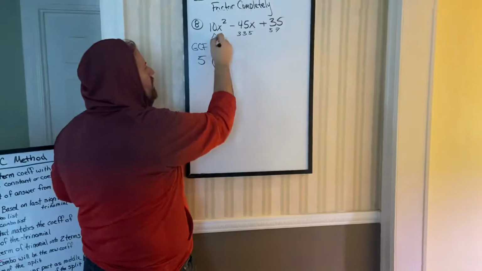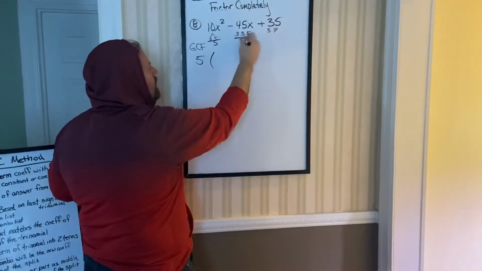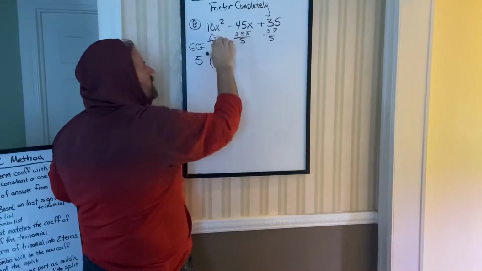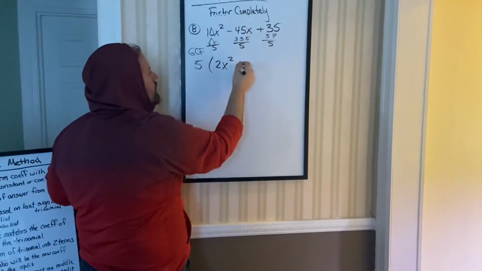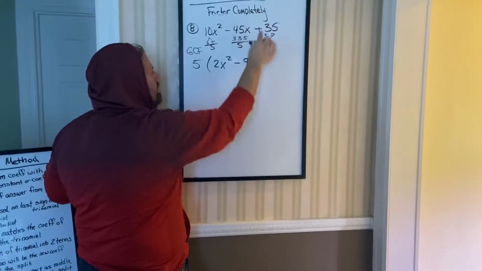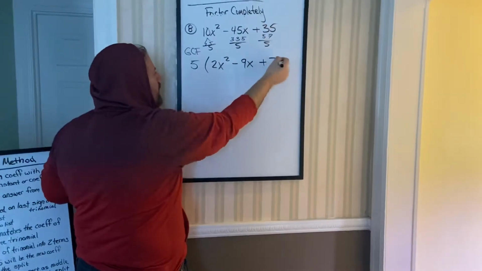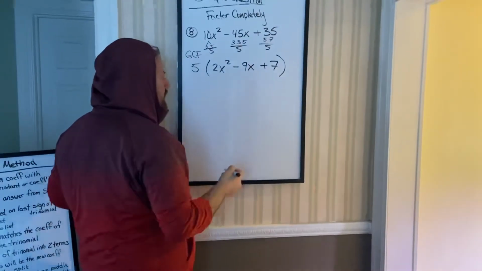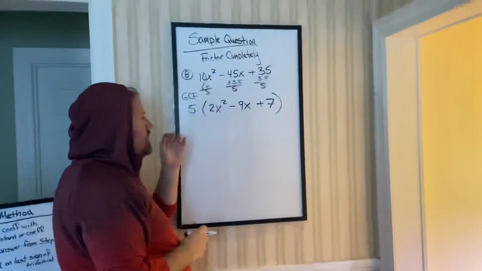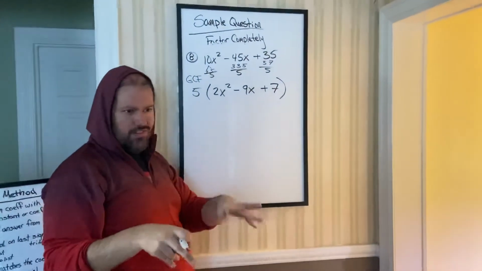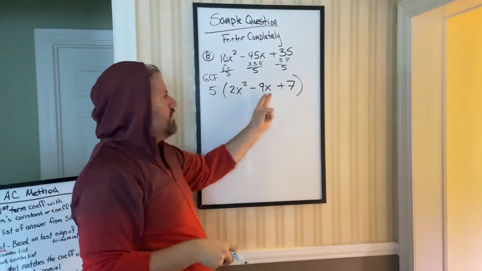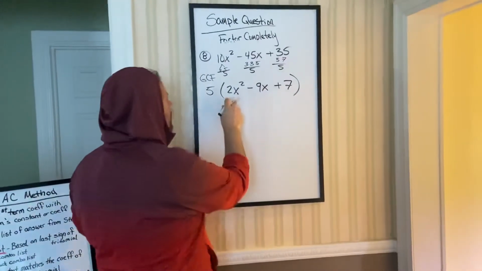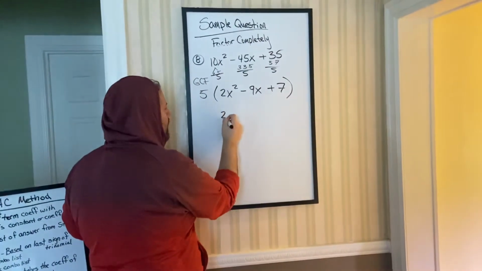If I divide each one of these by 5, you can see my leftover would be 2x squared. This would be minus 9x. And this is going to be positive 7. Now, just because we found a GCF doesn't mean you're done. We always said look for GCF first, then count the number of terms left over. So let's focus on just the leftover part.